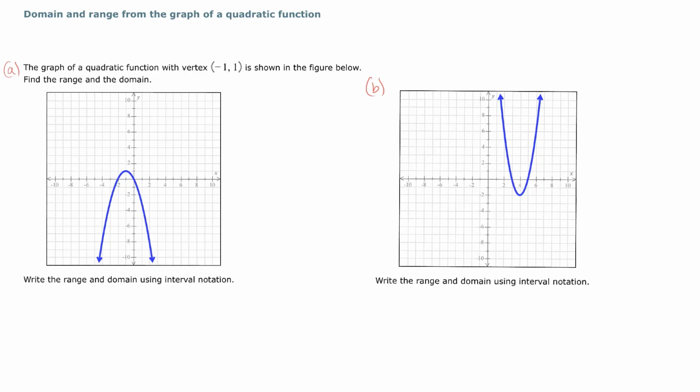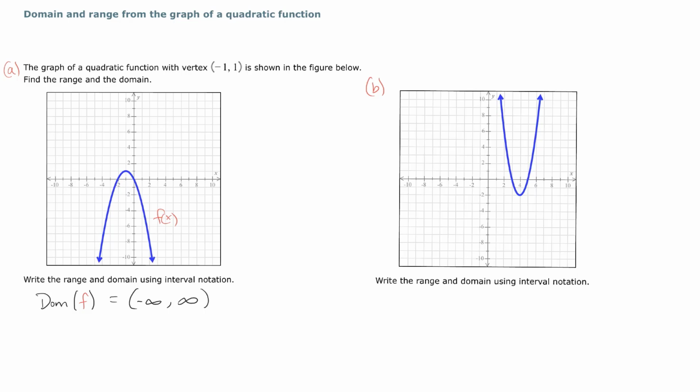So remember that the domain is the set of all x values. Let's call this function f of x. I'm going to use the notation capital D-O-M, then parentheses. The domain of f is going to be written in interval notation as negative infinity up to positive infinity, which is all real numbers.